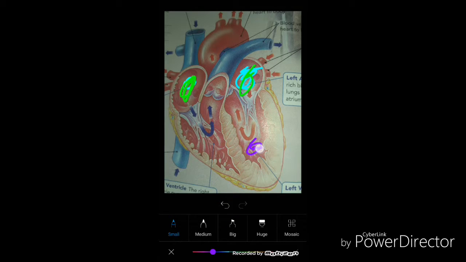This is the left ventricle and this is the right ventricle. And you can see this. This is a valve. A valve is a flap of tissue that prevents blood from flowing backward. Now I'm going to describe all the functions of the left atrium, right atrium, left ventricle, right ventricle and valve. Just listen carefully.